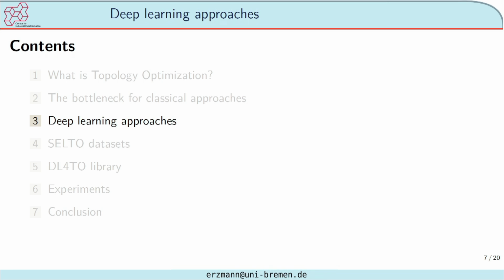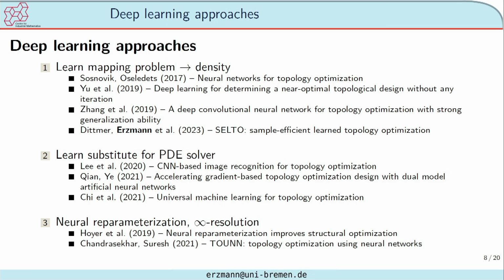The whole field of topology optimization started in the 90s. And deep learning methods only recently started, with the first publication being in 2017. So this is quite a new field. And there are mainly 3 different approaches for deep learning in this field.